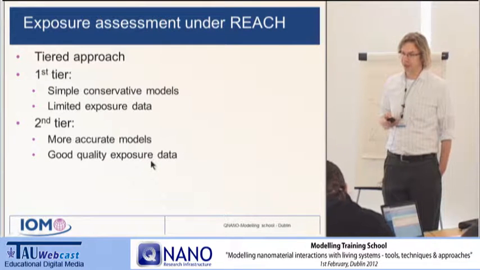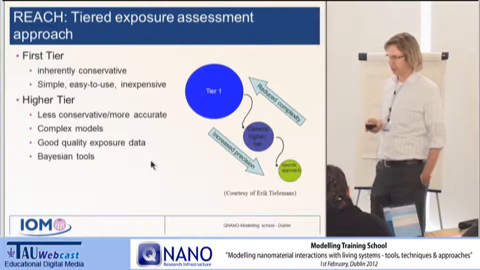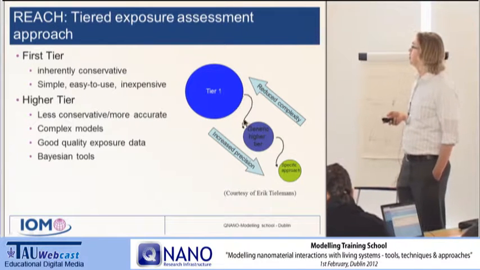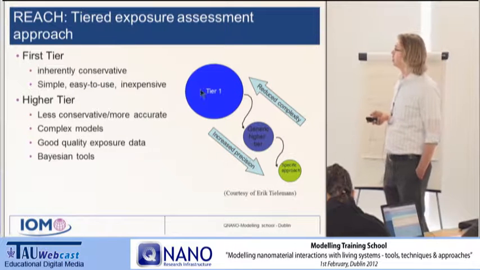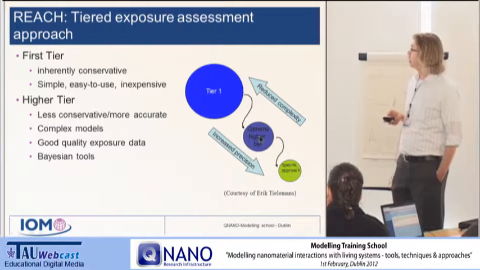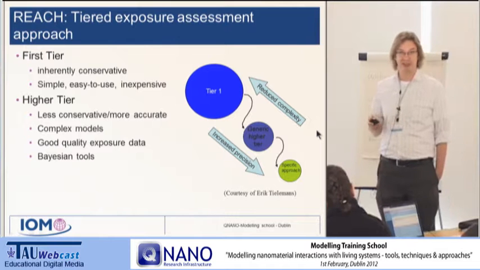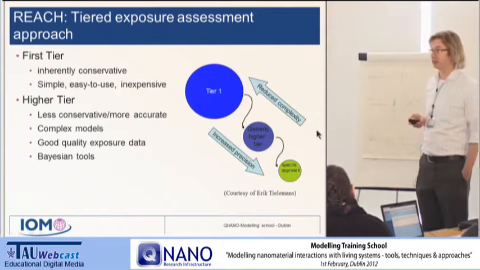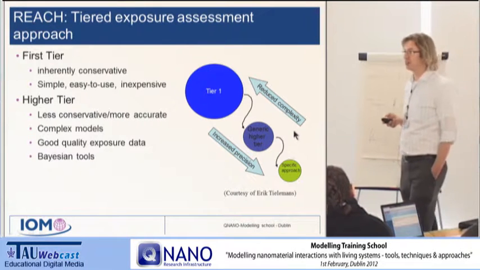And so that's a kind of tiered approach that's happening under REACH. And this is again the same thing really, but shows that tier 1 models are fairly simple but not very precise, and the more you get towards higher tiers or very specific approaches, you increase your precision, but you also increase your complexity and the cost associated with that assessment.